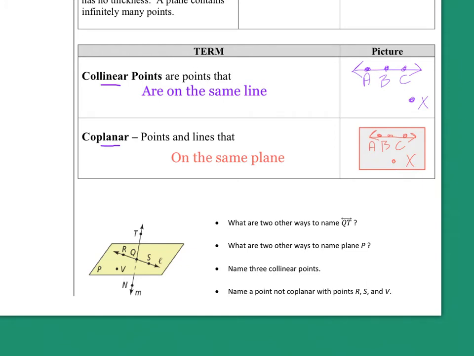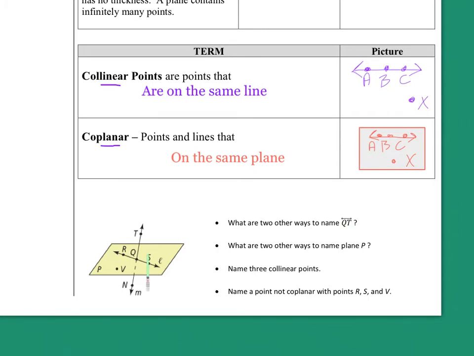Now let's practice looking at a figure and coming up with some names for some things. This first question says, what are 2 other ways to name line QT? We know it's a line because of the 2 arrows at the top, so we're going to look at our picture and find line QT.